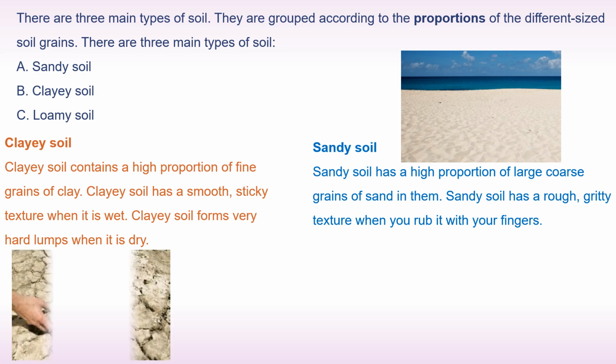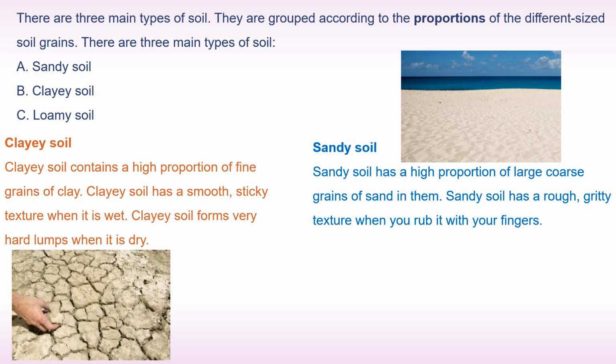Then we have clayey soil, and it looks like this. It contains a high proportion of fine grains of clay. Clay soil has a smooth, sticky texture when it is wet, and it forms hard lumps when it is dry.